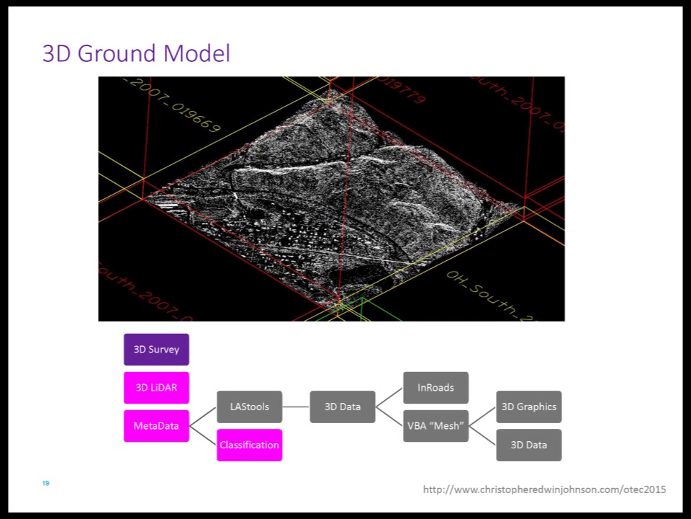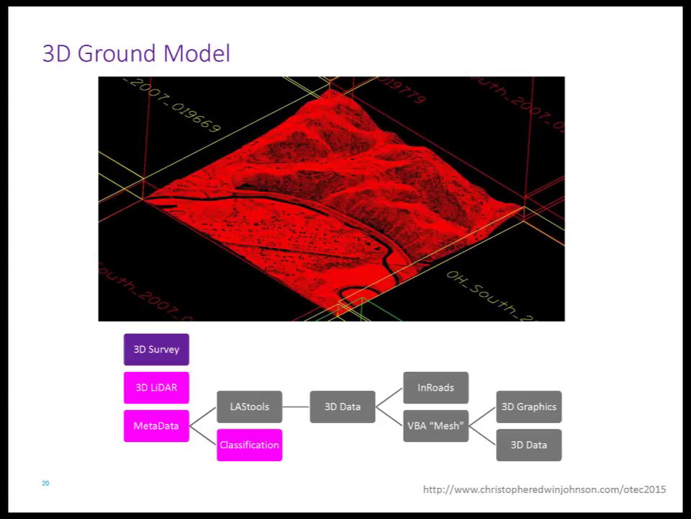Here in white are the unclassified points, which reflect things like structures, buildings, and bridges, as well as some utilities. And then in red are the existing ground, the bare earth classified points.